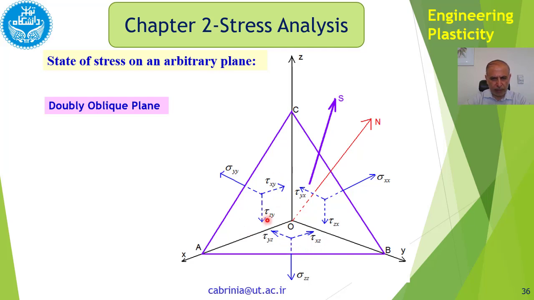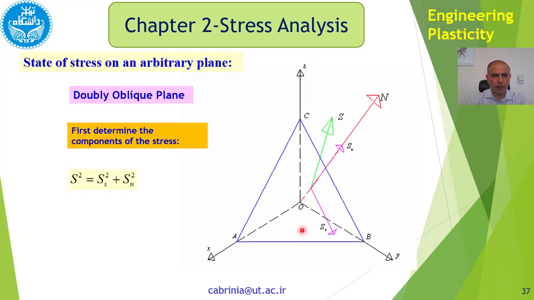Now, from previous analysis on the cubic element, we had these components of stress on the sides of the cube, which coincide with the sides of this plane ABC. For instance, we have the sides OAC, OCB, and OAB. These planes also coincide with the faces of the cube, and these are the components of a general stress on the faces of the cube. Okay, now we are going to relate this S to these components of stress.